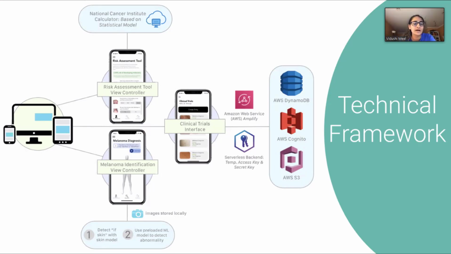This is our technical framework, and I don't think that we have time to go through all of the specifics, but the main components of this are just the two interfaces, the clinical trials interface and the patient interface. And within the patient interface, the risk assessment tool and the melanoma identification view controller. Both of these branch out to outside resources, such as the National Cancer Institute calculator of what percent risk you could be at for melanoma. And the melanoma identification tool reaches out to our machine learning model, which sends the image through the system and comes out with a classification on whether it is malignant or benign.